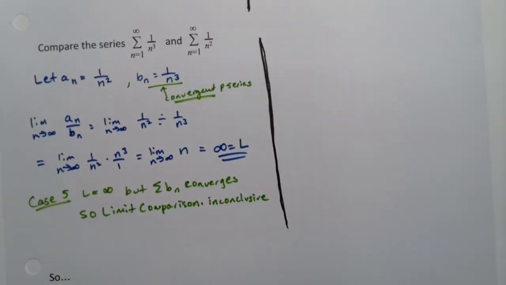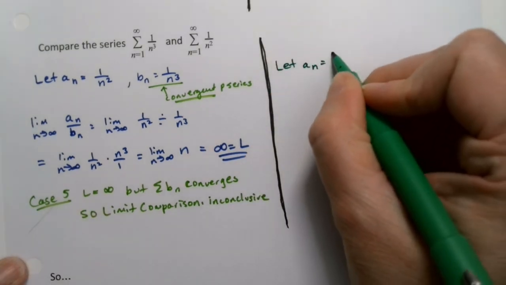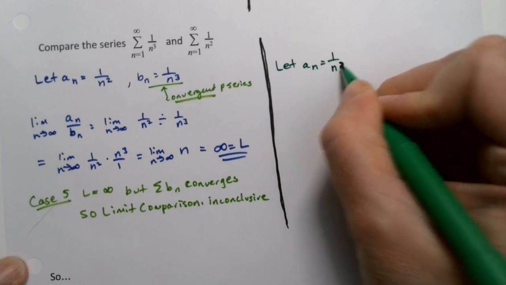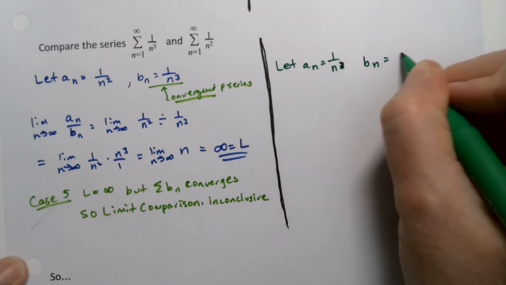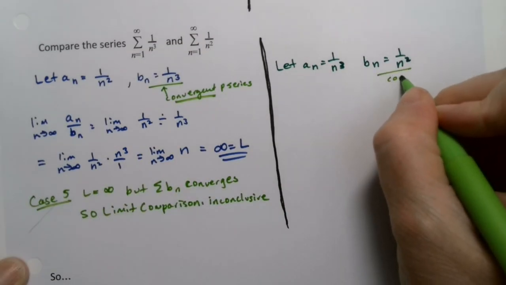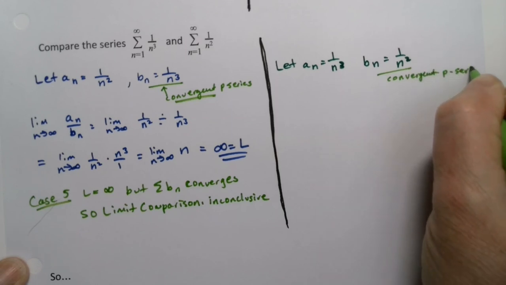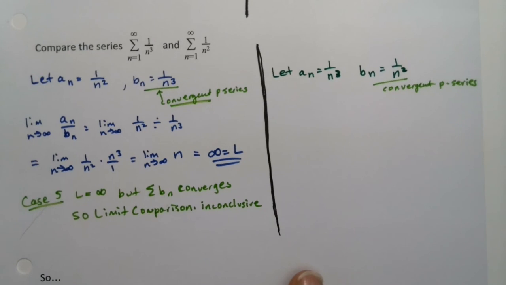All right, so let's do it again. Let's go back. Let a sub n be 1 over n cubed and b sub n be 1 over n squared. Again, I know that that is a convergent p-series. Power is 2, 2 is greater than 1, it's a convergent p-series.